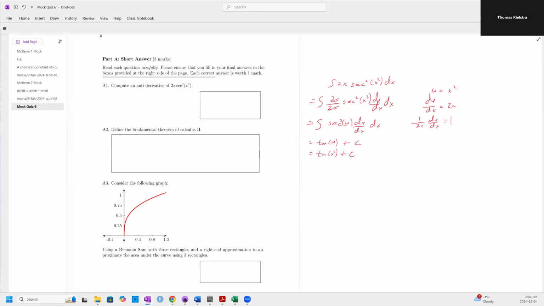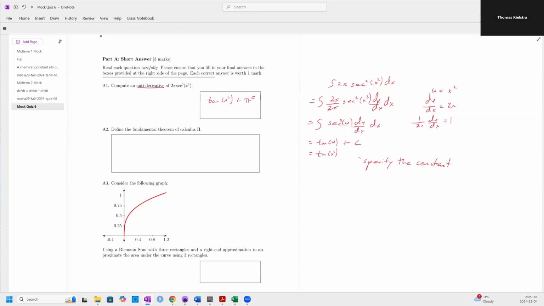Now this would be the indefinite integral, all possible, but this was asking for an antiderivative. So we need to give a specific constant. So it's not generic, it's a specific one. So the classic answer would be tan of x squared, where the constant's 0. But you could do anything you want, like tan of x squared plus pi to the power e. And that's perfectly fine, but you need to give a specific constant, not a generic constant.